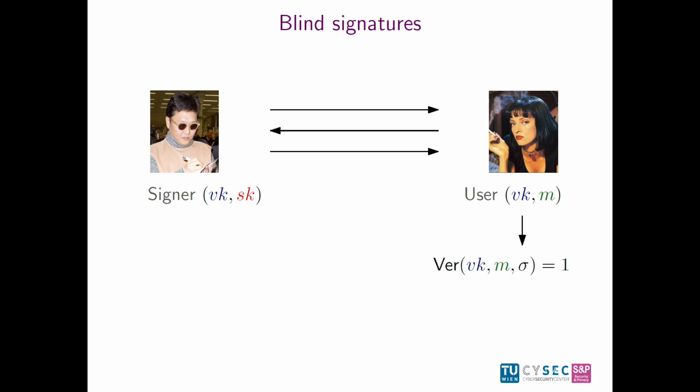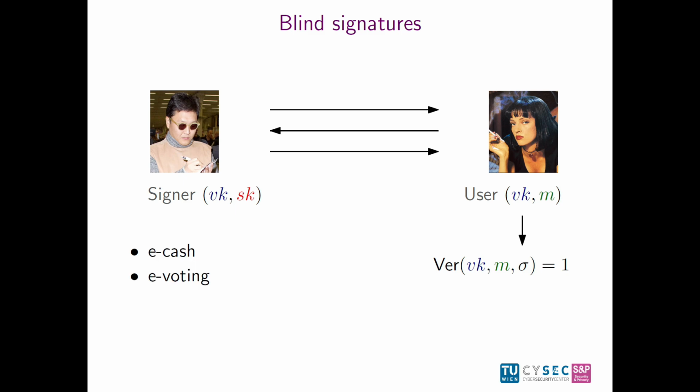And we want two properties of this protocol. The first one being blindness, meaning that Sai should not learn the message that he was signing, and he should also not learn anything about the signature that resulted from this protocol run. On the other hand, we want one-more unforgeability, which means that if Sai runs this protocol n times, then no one can derive more than n signatures from that. Okay, this concept was proposed in the 80s by David Chaum for eCash.